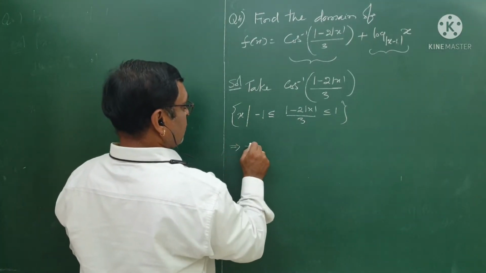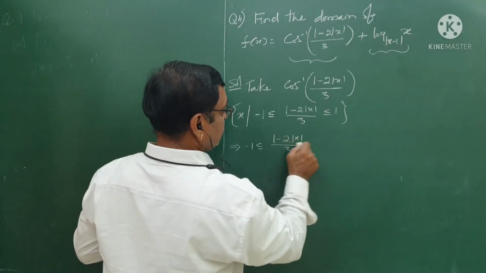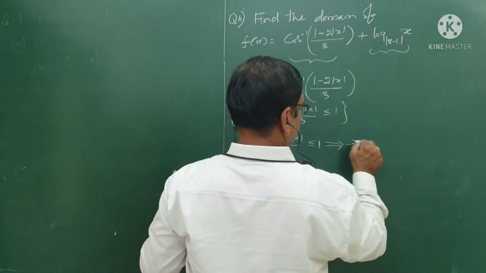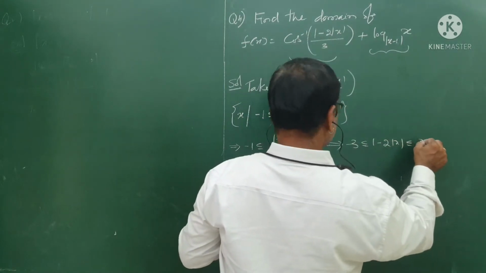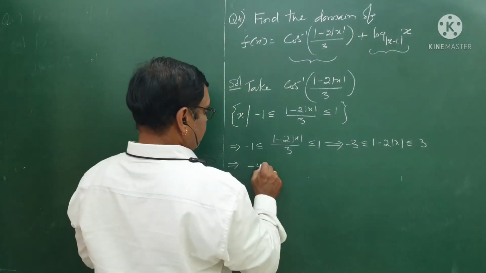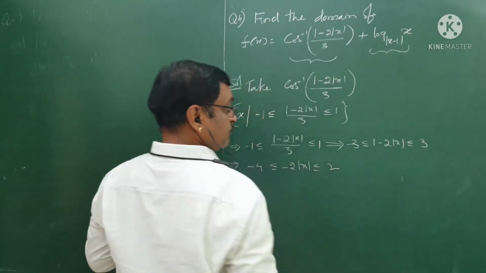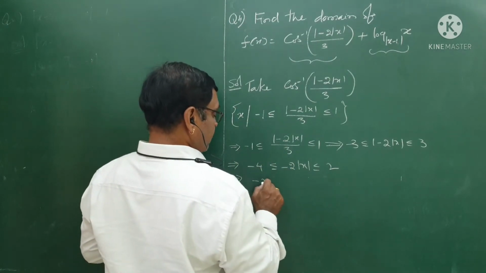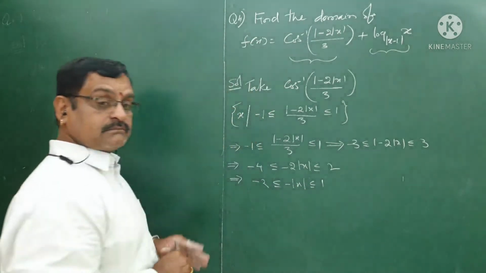This implies minus 1 less than or equal to 1 minus 2 mod x by 3 less than or equal to 1. This is the same as minus 3 less than or equal to 1 minus 2 mod x less than or equal to plus 3. I don't want the 1, so add negative 1. This implies minus 4 less than or equal to minus 2 mod x less than or equal to 2. I don't want this 2 also, so divide the entire thing by 2. So we have minus 2 less than or equal to minus mod x less than or equal to 1.